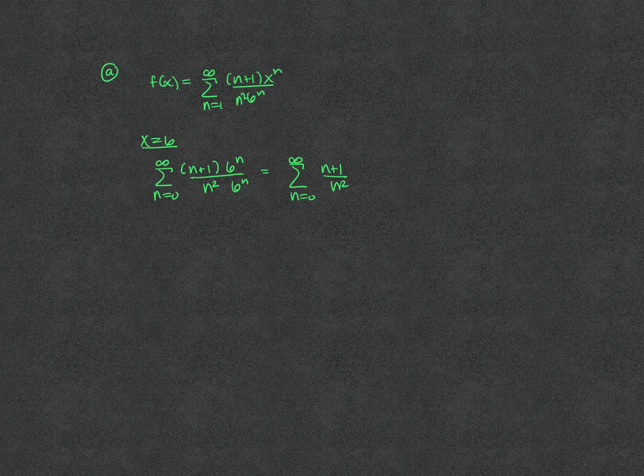This is basically behaving like 1 over n, so this diverges by comparison to a p equals 1 series.